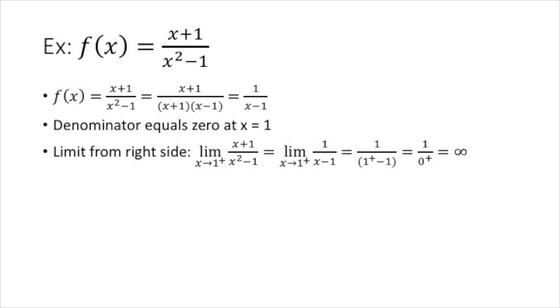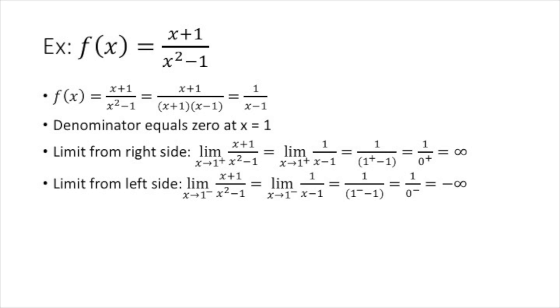Now, when I plug in 1 plus for x, x minus 1 becomes 1 plus minus 1. And since 1 plus is slightly bigger than 1, I'm going to have a very small positive difference, which I call 0 plus. Now since 0 plus is on the denominator, I know 1 over 0 plus is going to give me a very big positive number, or infinity. That's how I got that the limit from the right side approaches infinity.